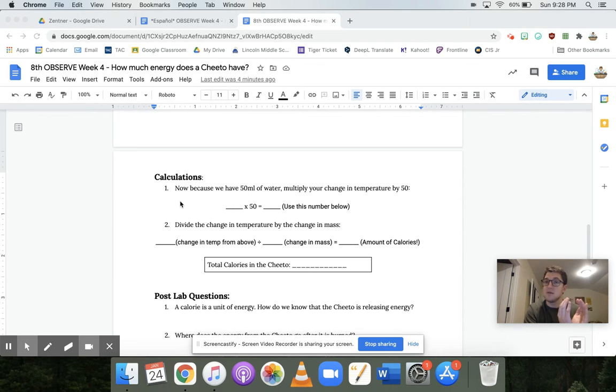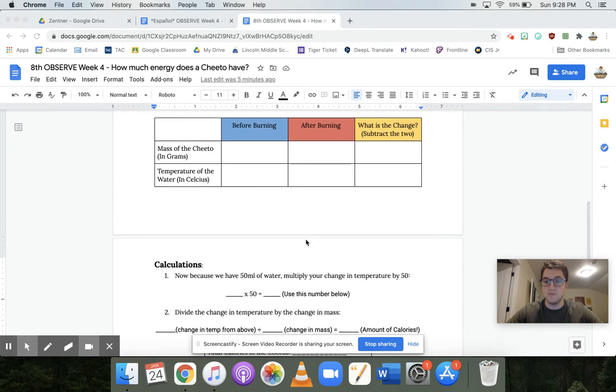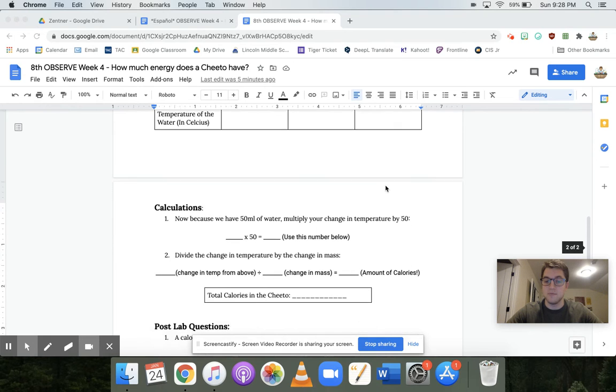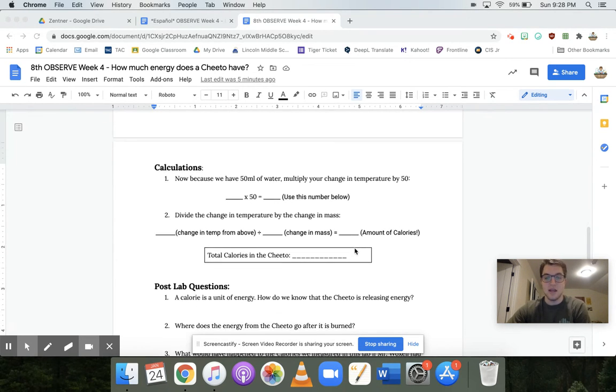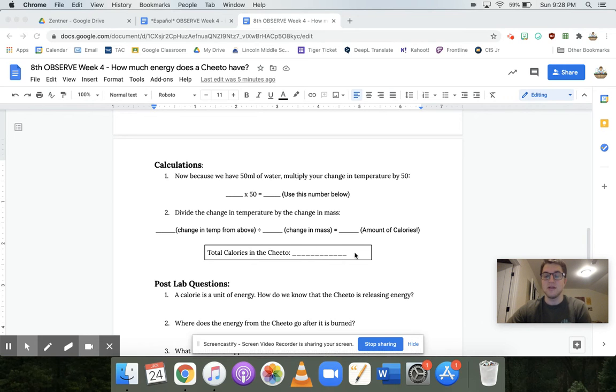Because we had 50 milliliters of water, we need to multiply our change in temperature by 50. That's what we fill in here. Then you take that number and you move it down to here. So, that divided by the change in mass. Those are the two values you found in this table. And that will give you the amount of calories in the Cheeto. Simple as that. And then record your total amount down here.